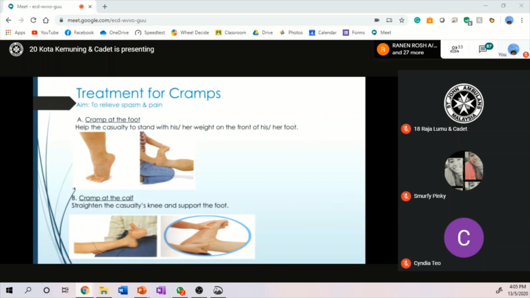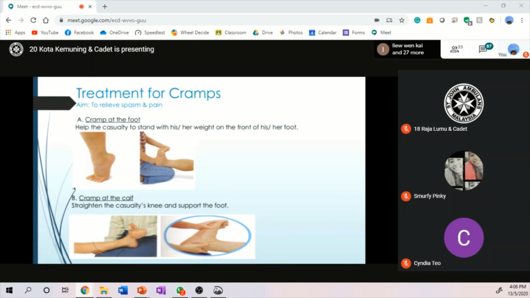Something like you help the casualty to massage their foot. Then you can follow picture two and help them to stretch their muscle. This can help to relieve the pain. Of course, when you stretch their muscles, they will be in a lot of pain, but after that, it will not be so painful anymore.